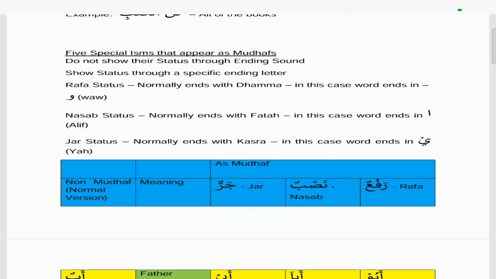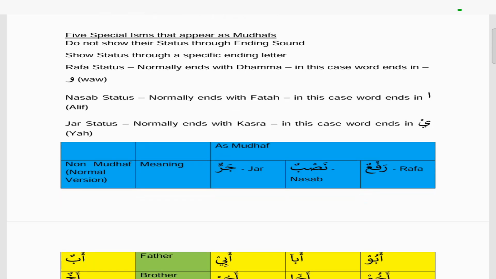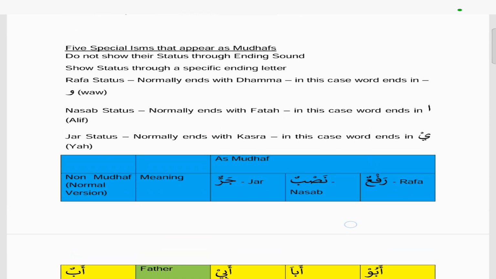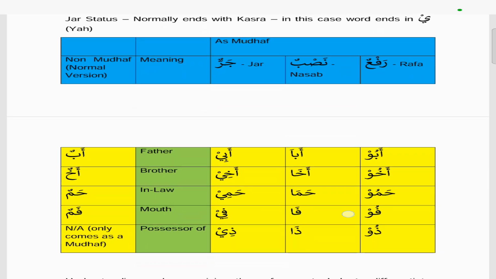There are also 5 special isms that appear as mudafs. They do not show their status through ending sounds like other mudafs. They show their status through a specific ending letter instead. The rafa status, which normally ends with dhamma, in this case ends in waw. The nasab status, which normally ends with fatha, in this case ends with an alif. And in jar status, which normally ends with kasra, in this case the word ends in the ya. This is only in 5 special isms, which are listed in this table.